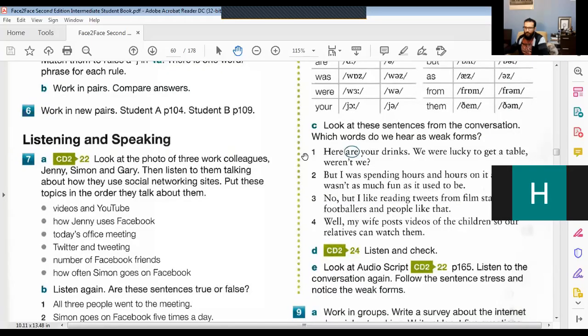Track 24. Here are your drinks. We were lucky to get a table, weren't we? But I was spending hours and hours on it, and it wasn't as much fun as it used to be. No, but I like reading tweets from film stars and footballers and people like that. Well, my wife posts videos of the children so our relatives can watch them.